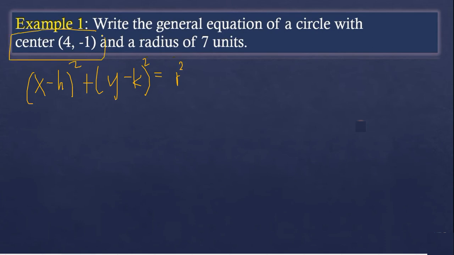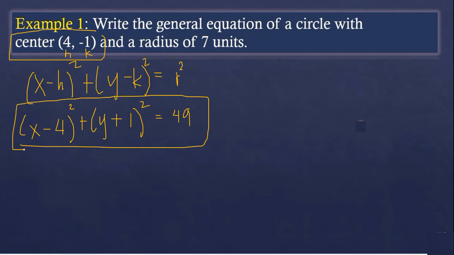Then, the center here is 4, -1. Then, this is our h. This is our k. Then, please observe the center. We have a negative, which is the value of k. Copy x minus, yung h natin dyan is 4 squared plus y. This is plus because -1 times negative is +1. Squared is equivalent to r squared or 7 raised to 2 is 49. Nagets nyo po ba to? Nagets nyo ba yung standard form? Alright. So that is the standard form.